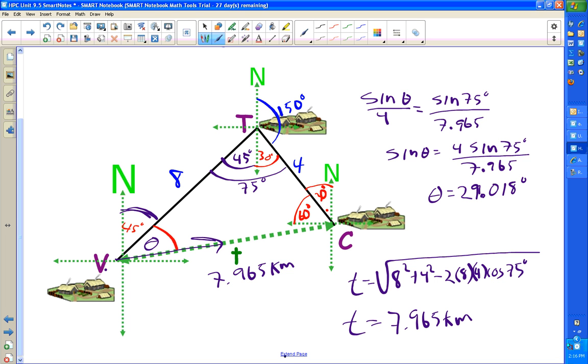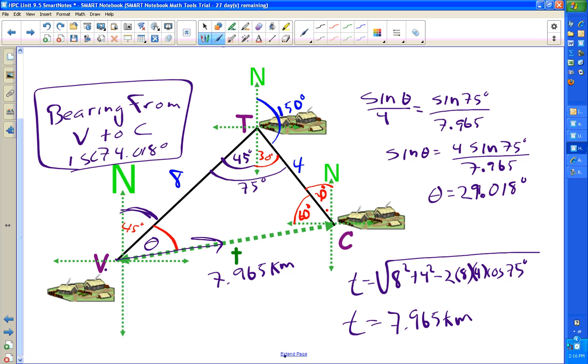Remember, theta is not a bearing. What's the bearing going to be? At 45. Plus 45. So the bearing from B to C is 074.101. Sorry.